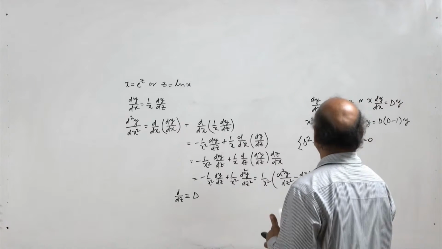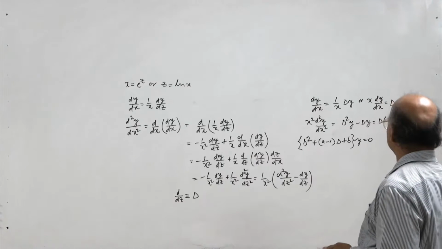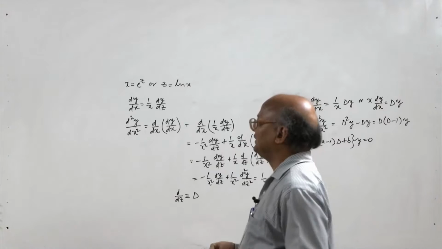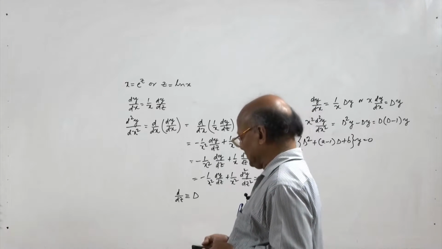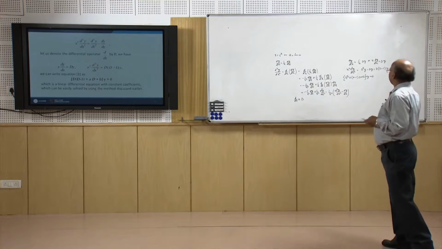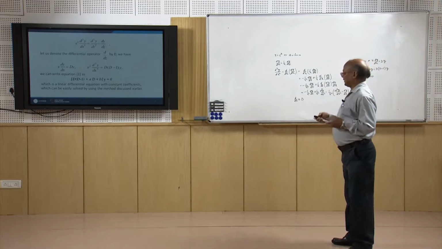equation with constant coefficients, where the independent variable has been changed from x to z, and it can be solved by the method of linear differential equations with constant coefficients, which we have already discussed. So, we can find the solution of this equation and then replace z by ln x there.